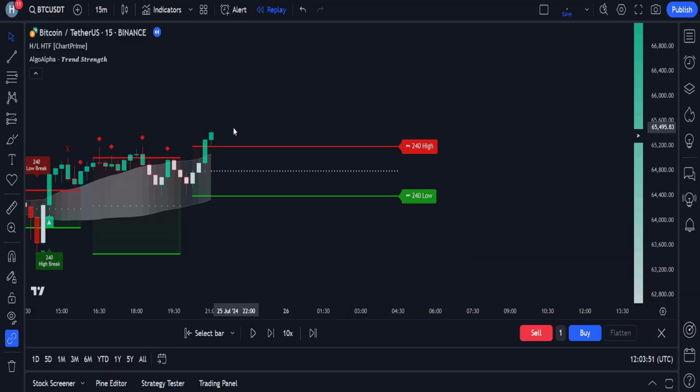So to open a buy trade, these are the conditions. So first, we want the price to be trading in a bullish trend. To confirm that, we just want to make sure that these price candles are trading above this trend cloud to indicate that the trend is bullish.